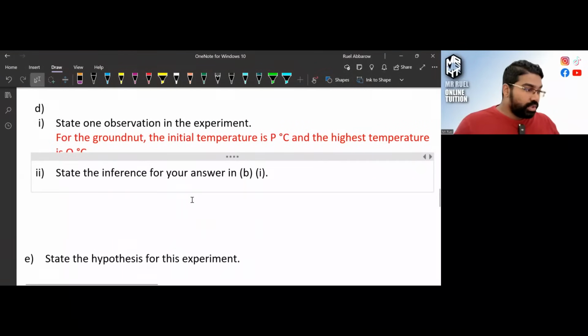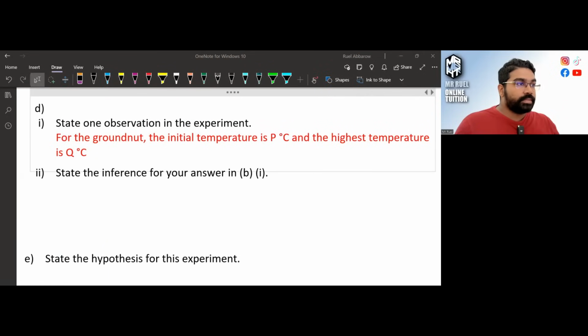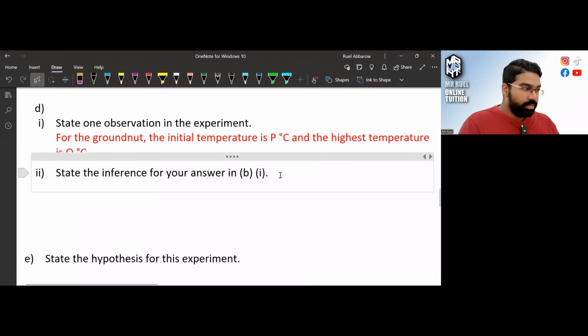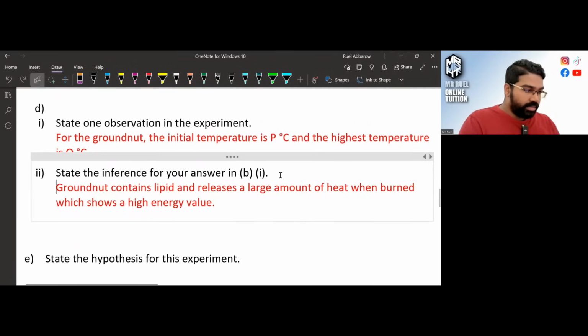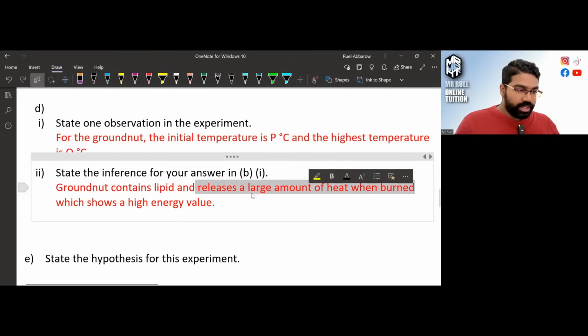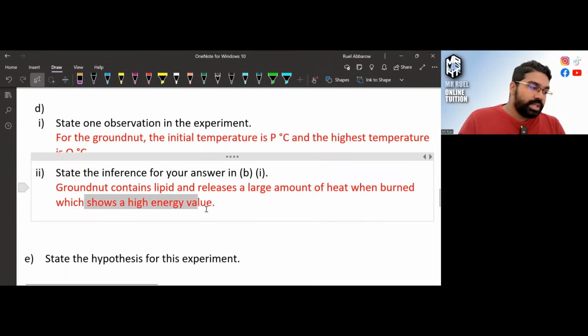All right. So state the inference. What is the inference? Why is it like that? That's because the groundnut contains lipid. The groundnut contains lipid and releases a large amount of heat when burnt. This is important: releases a large amount of heat when burnt. So it shows a high energy value.